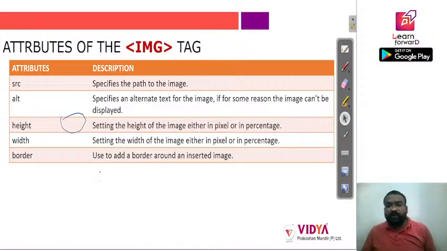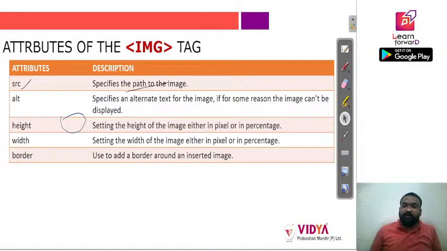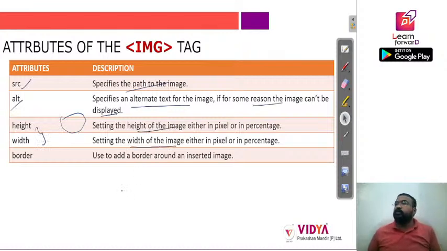So here are some other attributes. The source we have already seen, that we provide the path of the image into that. Alt, we have seen, means alternate text for the image if for some reason the image can't be displayed. Height and width basically set the height and width of the image. The last one is border.